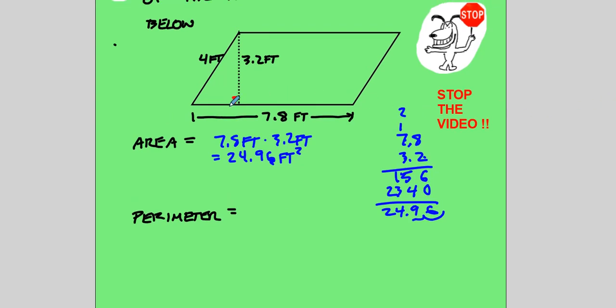Then the perimeter is going to be 2 of these 7.8 feet plus 2 times 4 feet. Well, 7.8 times 2, 16 carry a 1, that's 15. Move the decimal point 1 place left, that's 15.6 feet.